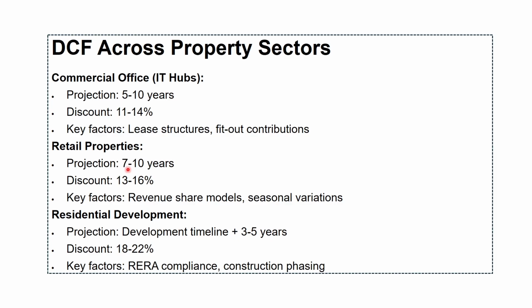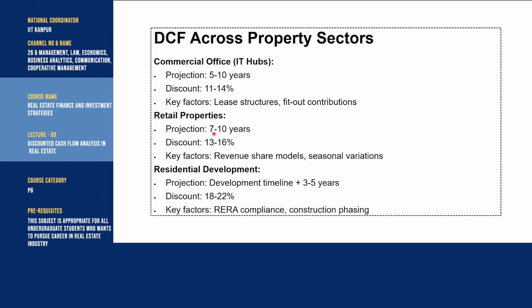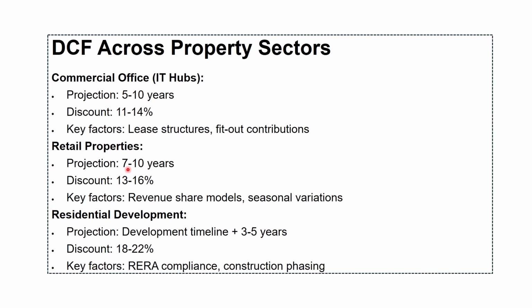Then we move on to the next one, DCF across property sectors. DCF analysis must be adapted for different property sectors due to their unique characteristics. For commercial office space, particularly in an IT hub, we typically use projection periods of 5 to 10 years with discount rates of 11 to 14%. Key factors include lease structures with 3 to 5 year terms and escalation clauses, common area maintenance recovery mechanisms, periodic fit-out contribution for tenant improvements, and vacancy periods between tenant transitions.